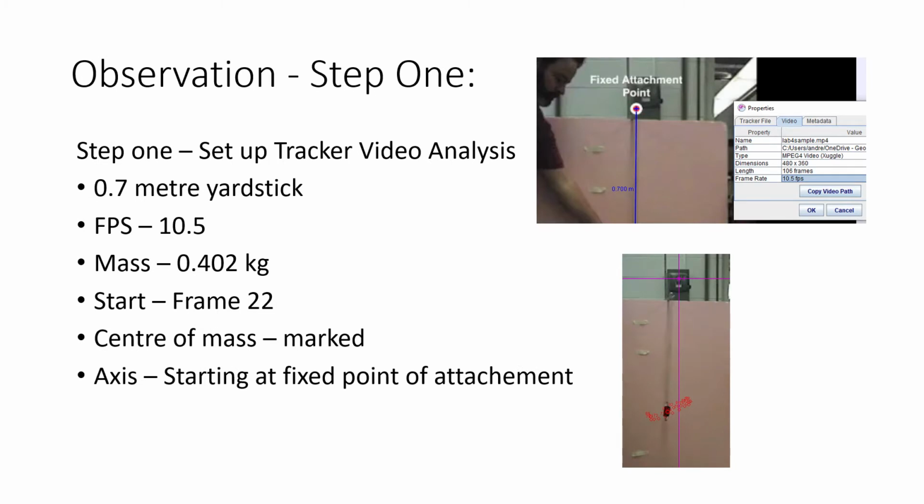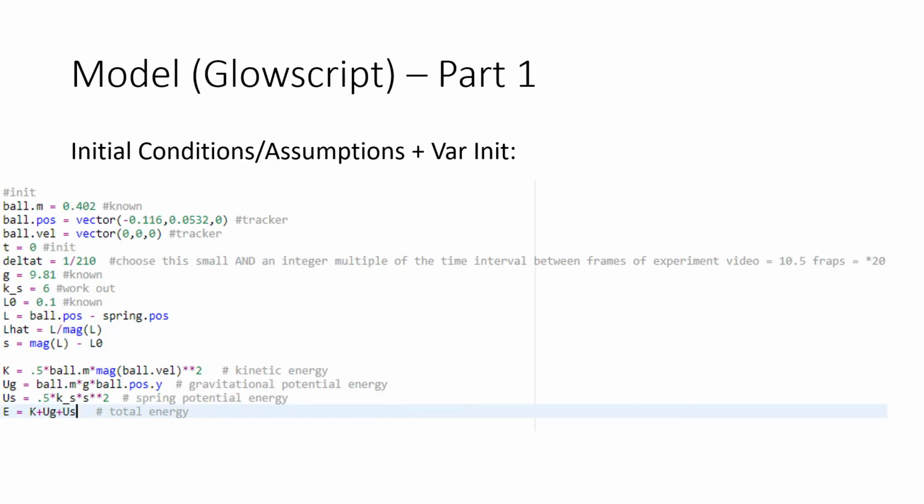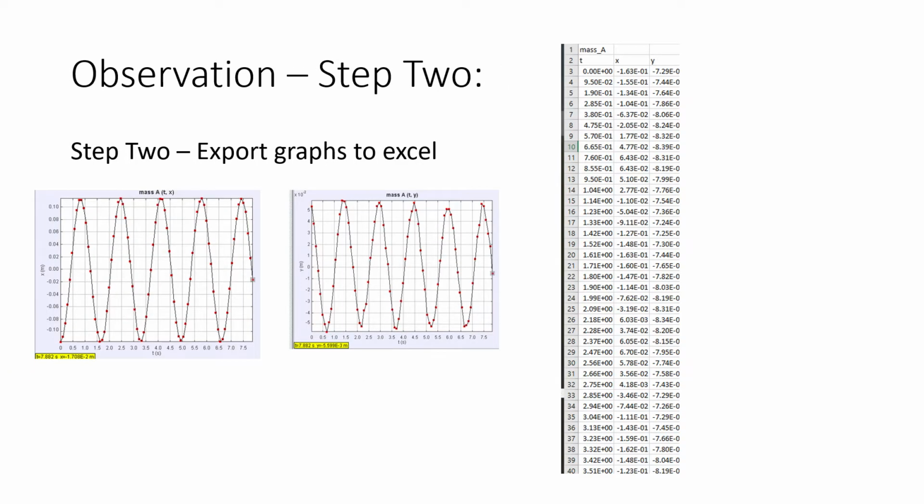Now the first step was to initialize all of my things in Tracker, so my yardstick, my frames per second, my mass, my start frame, mark my center of mass and my axis. You can see how I've done this on these screenshots here. Now after that, I had to export this data to Excel, which I had to format a bit into a CSV, so that I could then form a graph from it in my Glowscript.